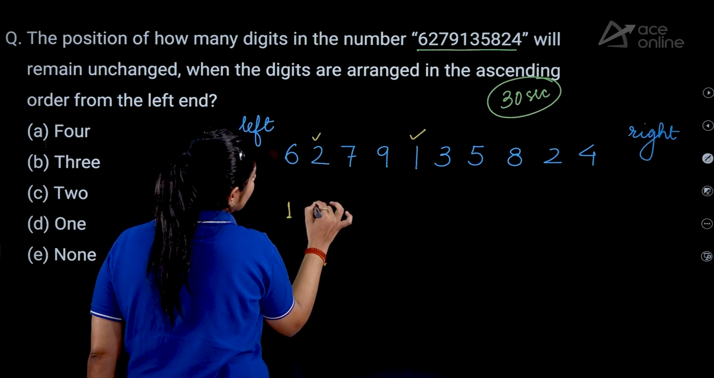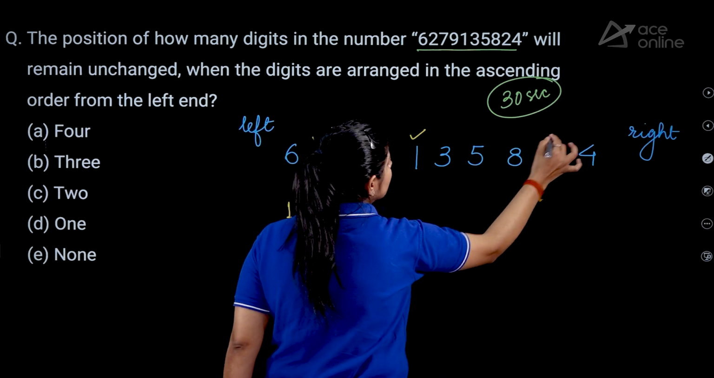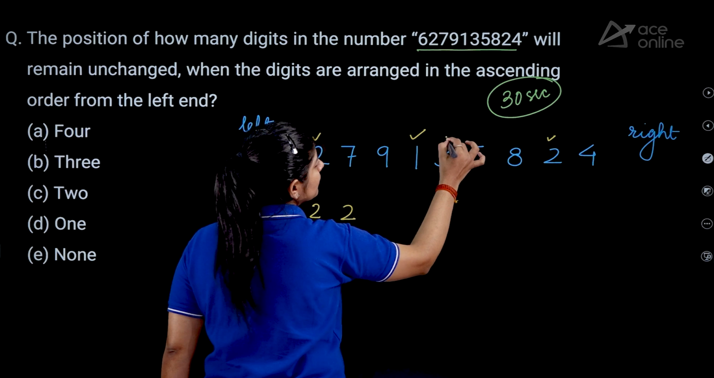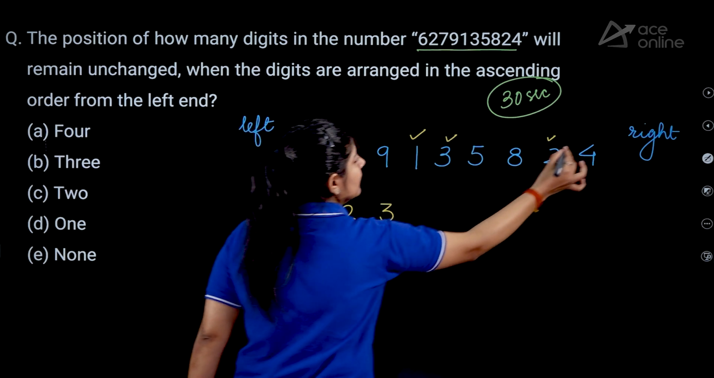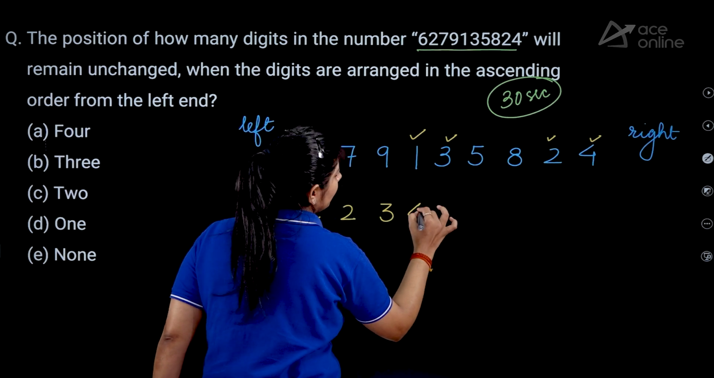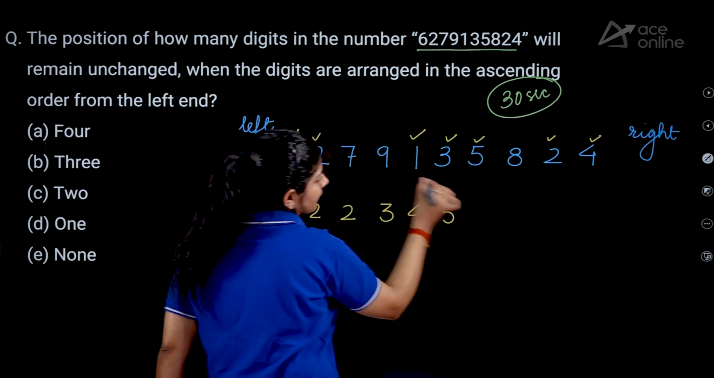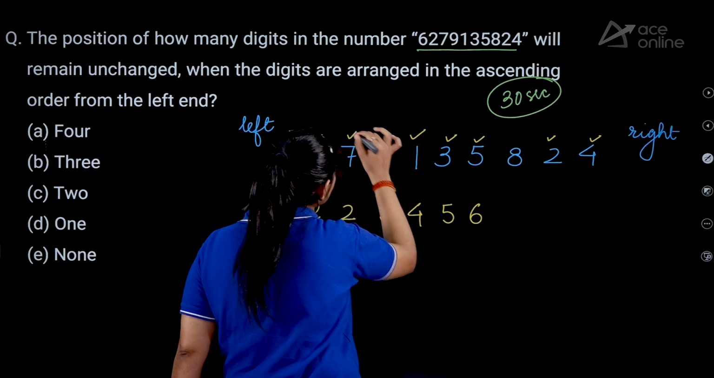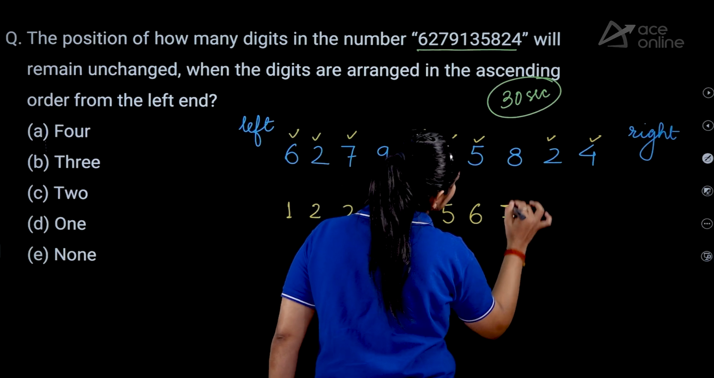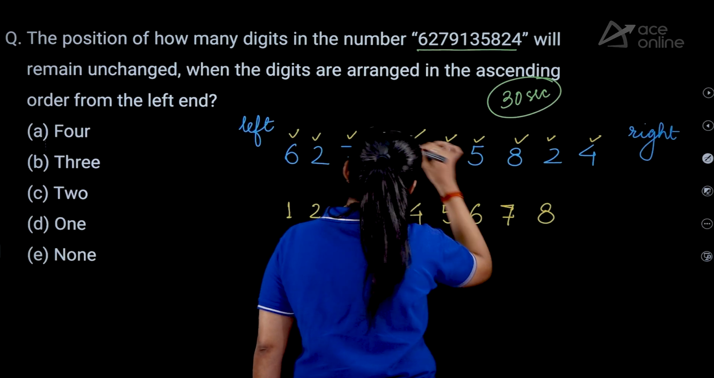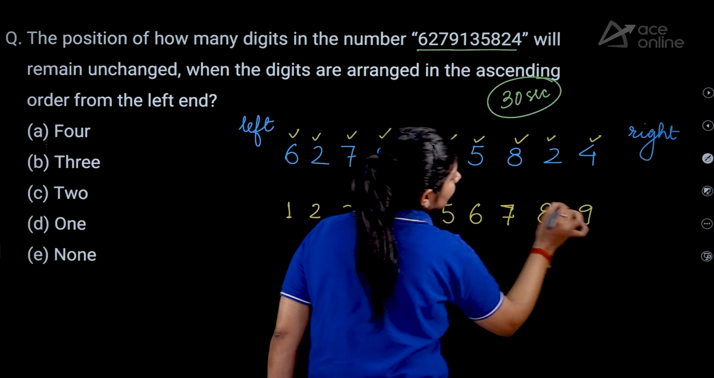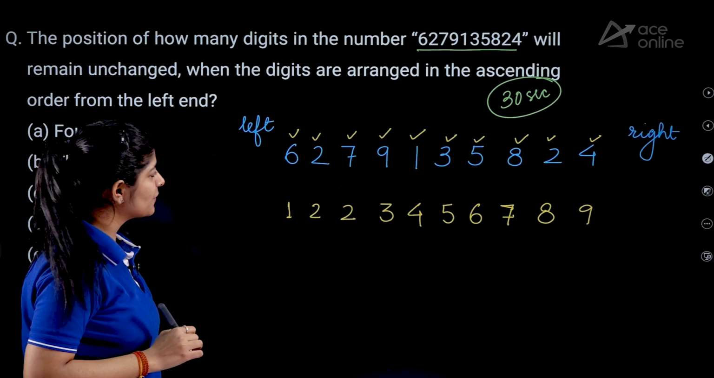1, 2, 2, 3, 4, 5, 6, 7, 8, and 9, right? This is the sequence we are having.